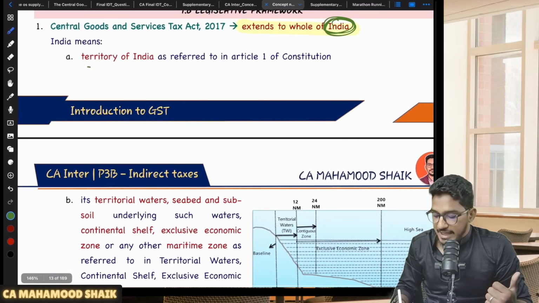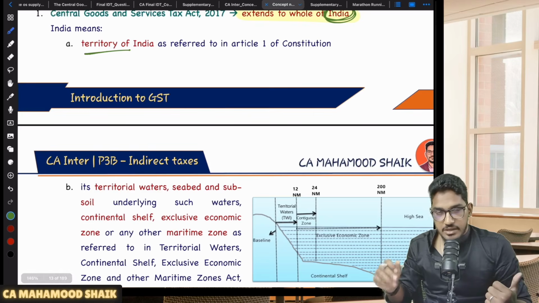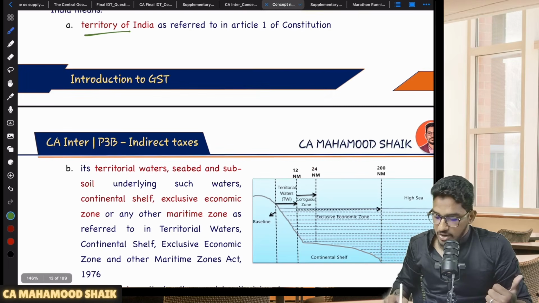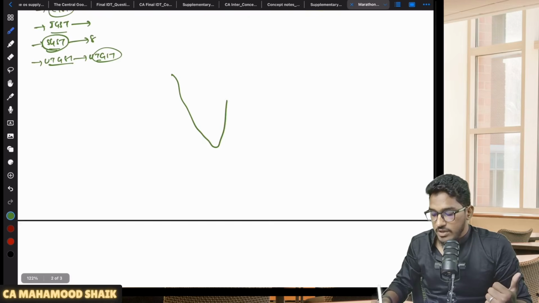So it includes the entire territory of India. We have an India map, no? So that entire landmass of India will fall under the India definition. Not just that, it also includes the territorial waters.